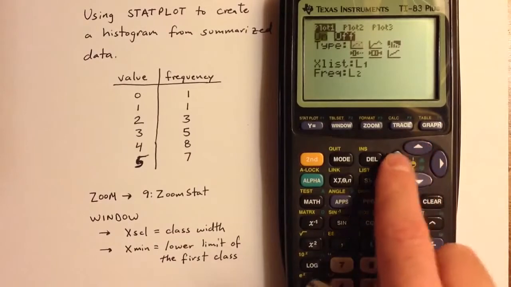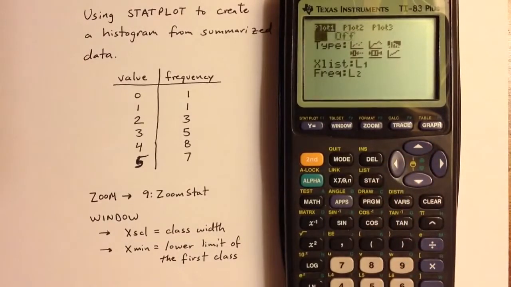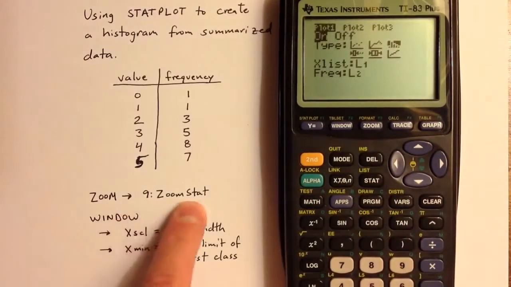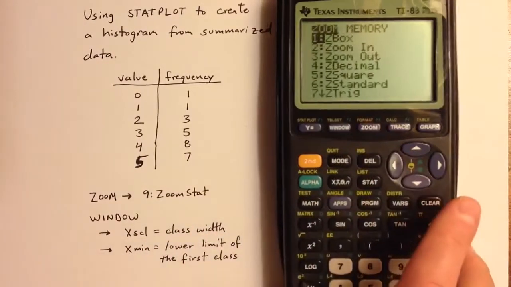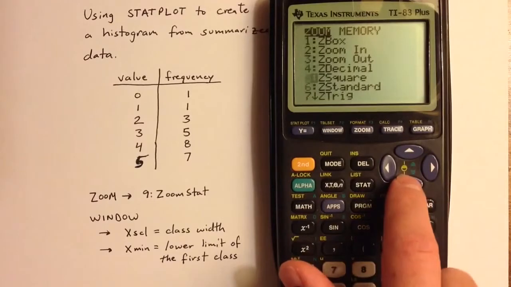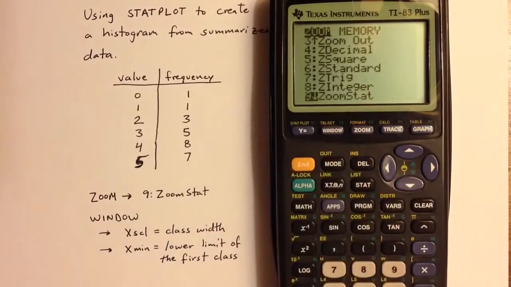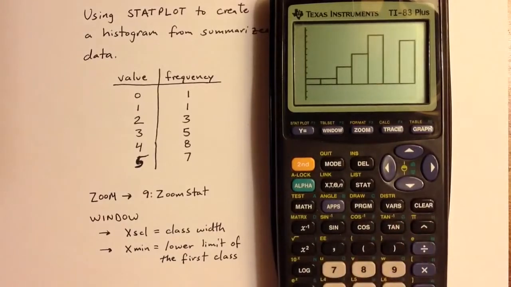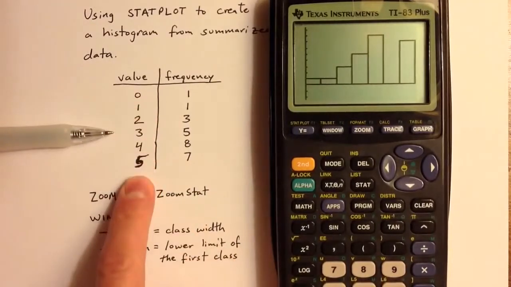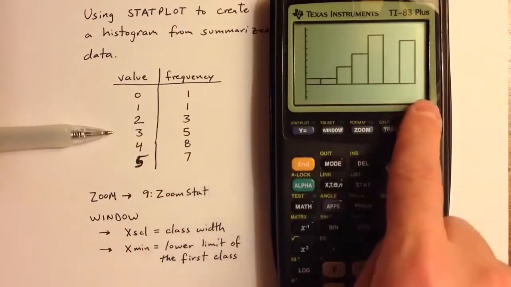Now I'll go back up here and let me turn on the stat plot, and then we can create a graph using the zoom stat option. So if I go to the zoom menu and choose option 9, we can select zoom stat, which will set up the window so it shows all the data values. And we notice something a little bit strange, right? Our data values go from 0, 1, 2, 3, 4, 5. So there's not really any gaps in the data values, but we see a gap in our histogram.